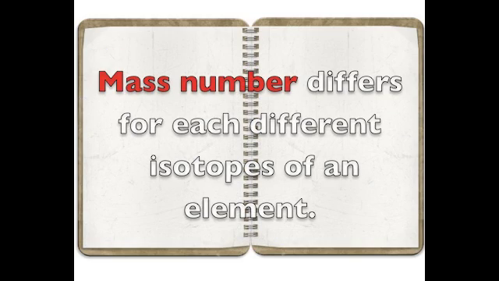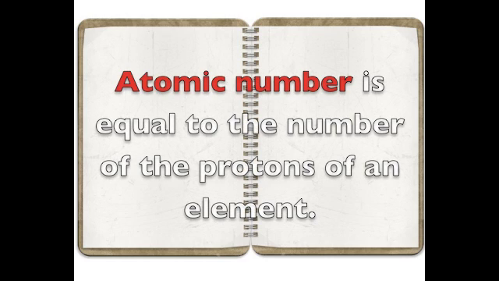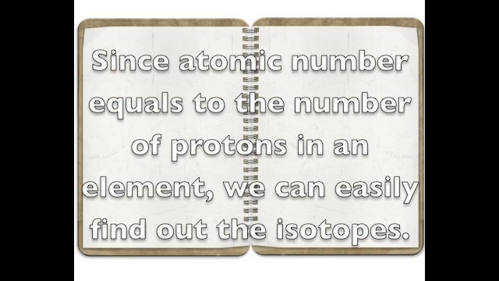Mass number differs for each different isotope of an element. Atomic number is equal to the number of protons of an element. Since atomic number equals the number of protons in an element, we can easily find out the isotopes.